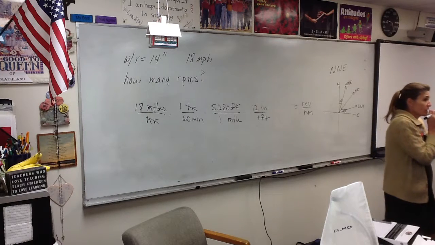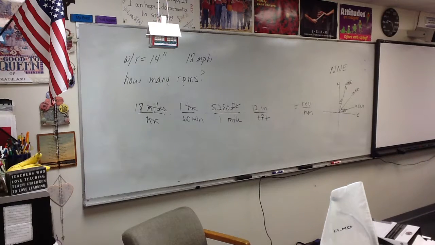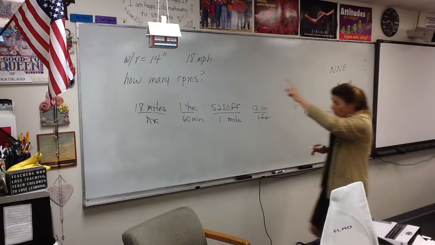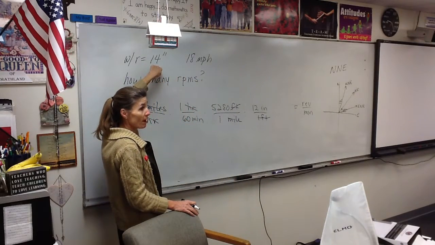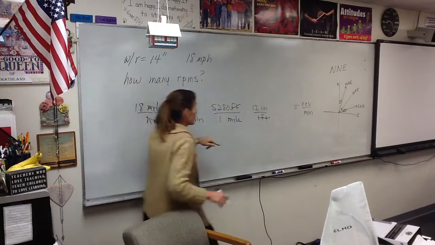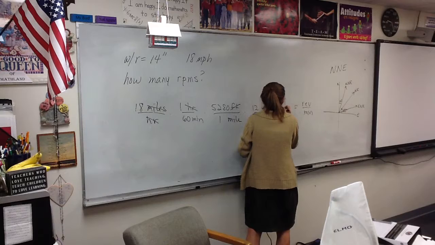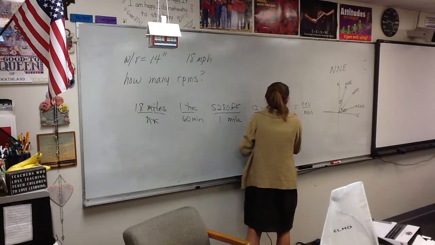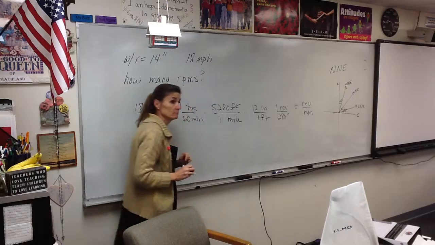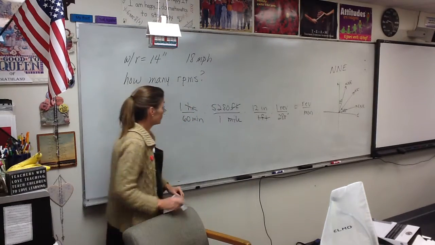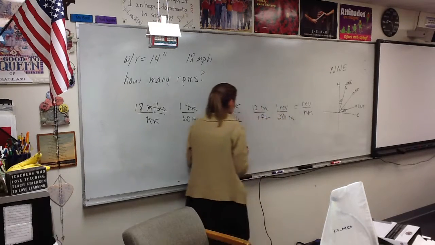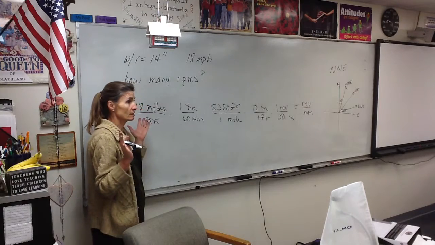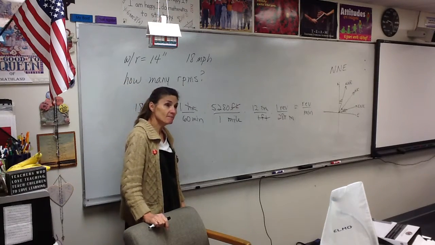We talked about this yesterday. What's the key? What's a revolution? A revolution is a circumference. So 1 revolution is a circumference. And what would the circumference be if the radius is 14? 28 pi inches. So 1 revolution is 28 pi inches. Well, wait a minute. So now the inches are gone. What do I have left, you guys? Revolutions per minute. Isn't that easy?